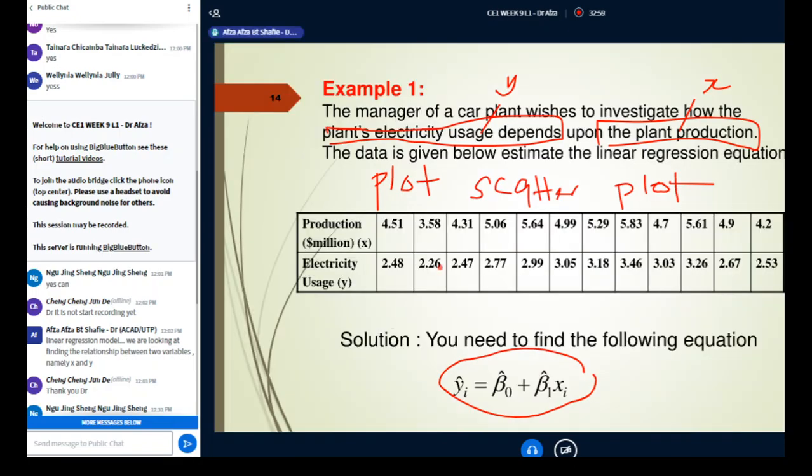So based on this value, I feel that the electricity usage is dependent on the production, how much you produce, based on that equation. So this is what I want to do. This is the equation that I got.